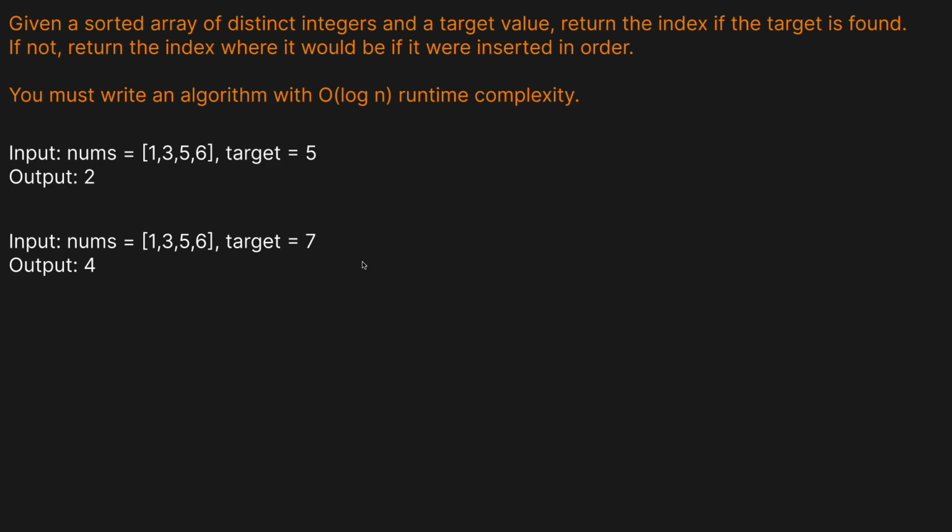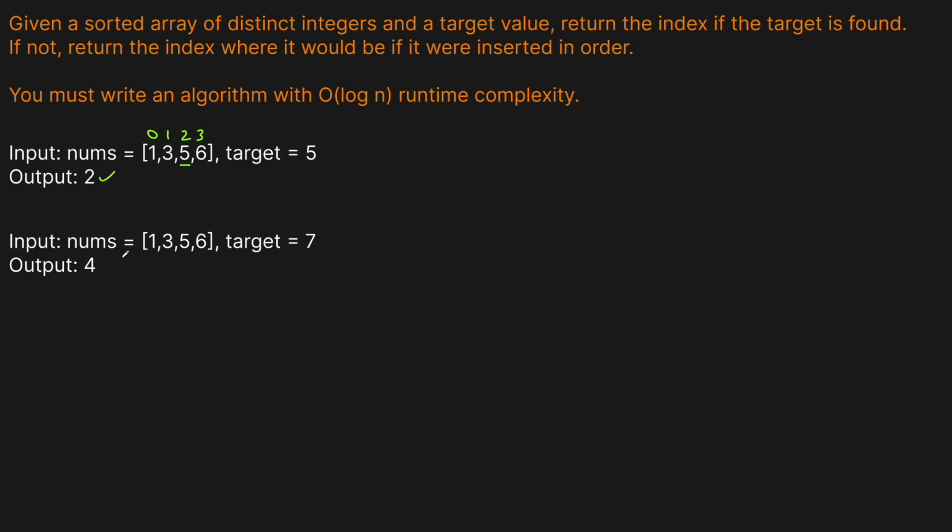So let's look at an example. We're given nums here, which is 1, 3, 5, and 6, and our target is 5. So obviously 5 exists in the array, and it happens at index 2, right? Because this is index 0, this is index 1, this is index 2, and this is 3. So 5 occurs at index 2, so that's why we return 2 here.